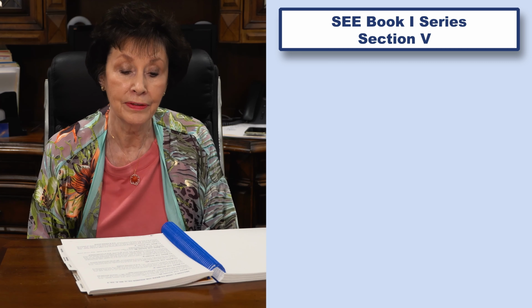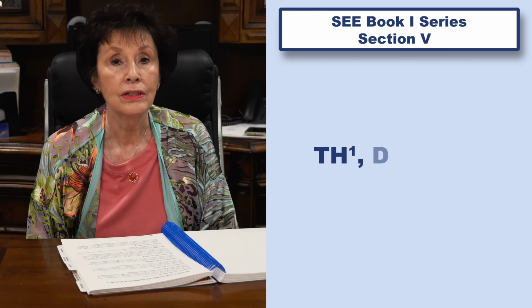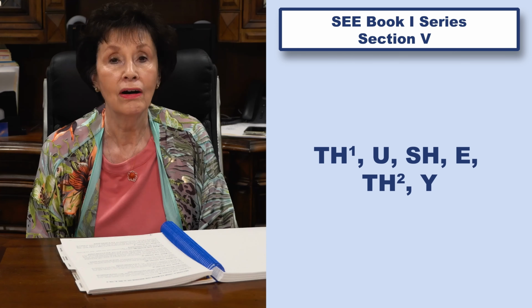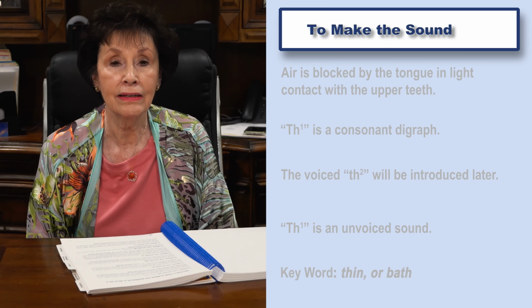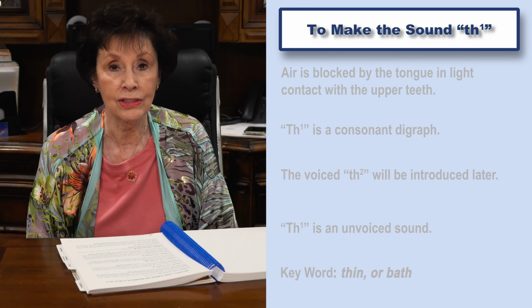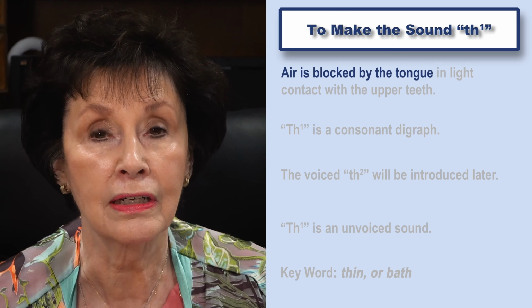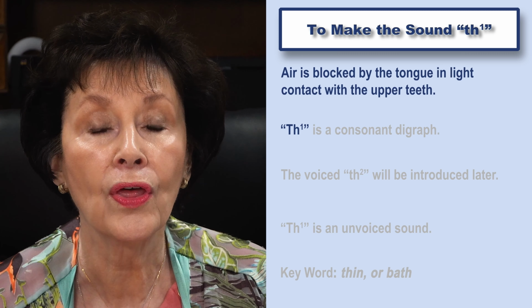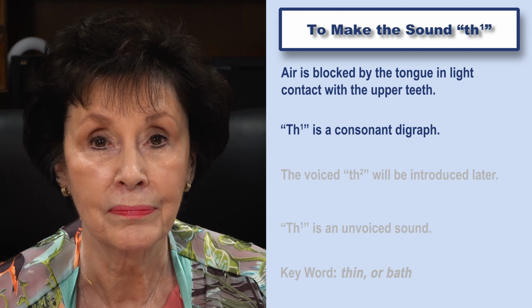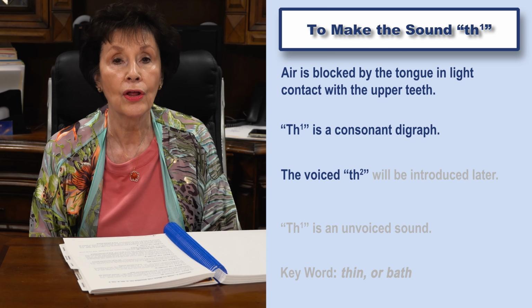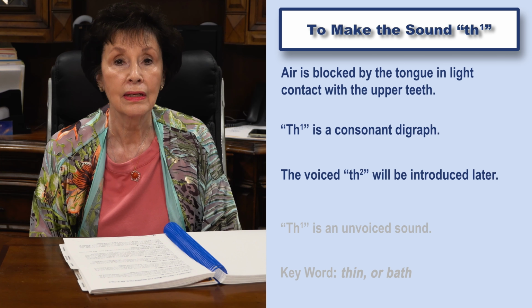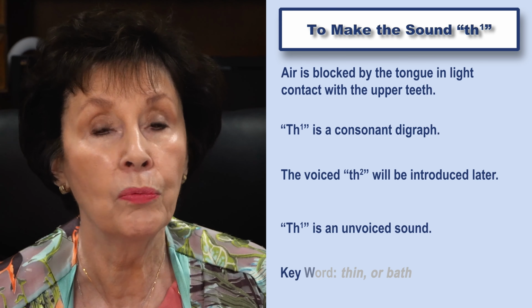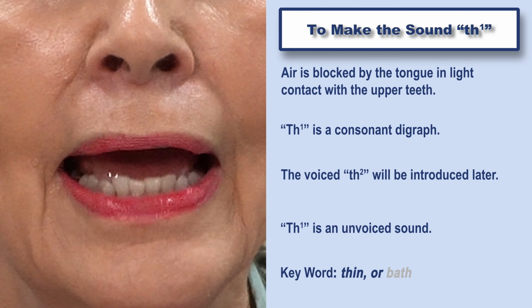In Section 5, TH unvoiced, U, SH, E, TH voiced, and Y are included. To make the sound of the unvoiced TH sound, air is blocked by the tongue in light contact with the upper teeth. TH is a consonant digraph. The voiced TH will be introduced later. The unvoiced TH sound is unvoiced. Keywords, thin and bath.